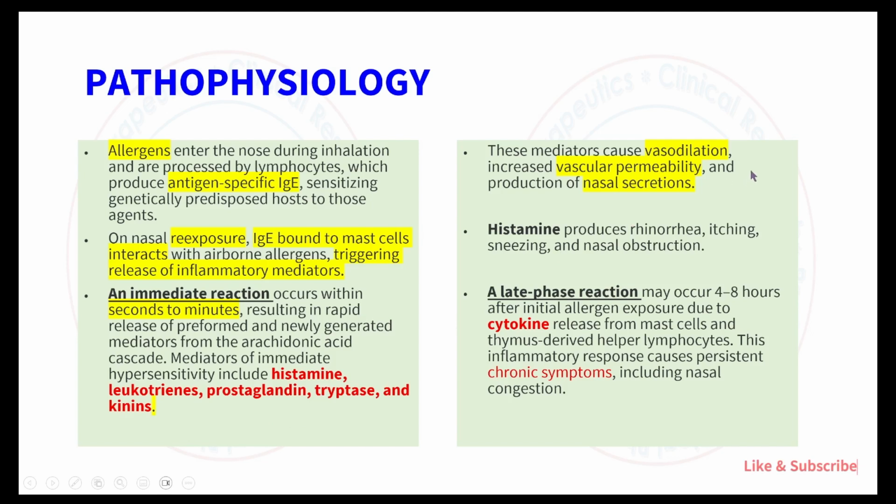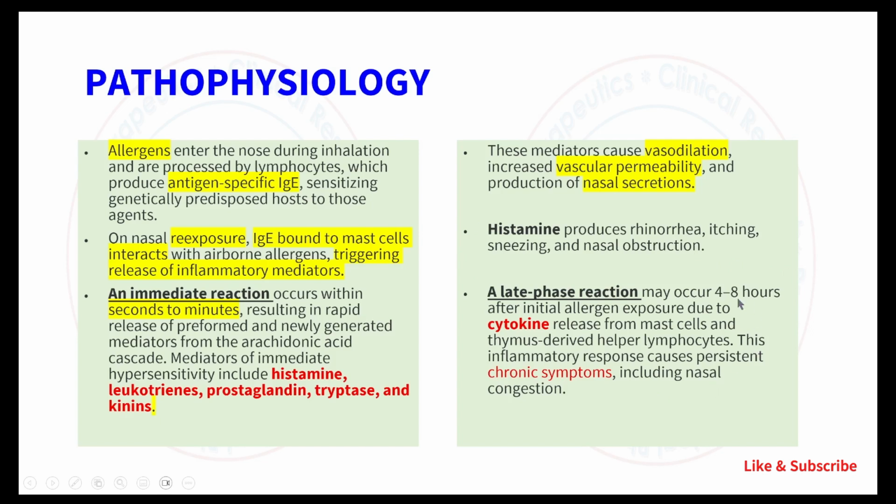What happens in the tissue and cells? We are going to see vasodilation, increased vascular permeability, and increased nasal secretion from the nose. Histamine, as you can see here, is involved in producing rhinorrhea. Histamine causes itching, sneezing, and nasal obstruction. All these effects are related to the increased release of histamine from mast cells.